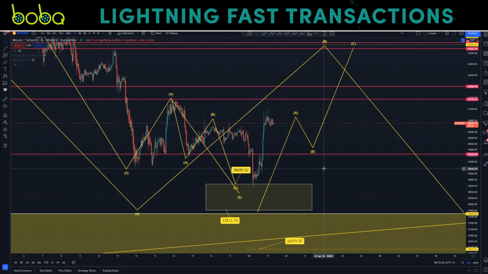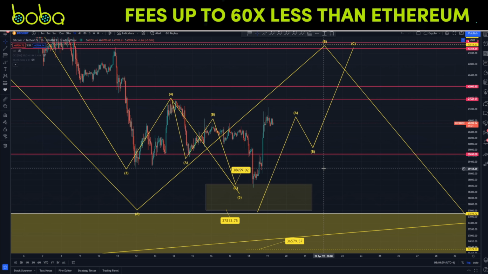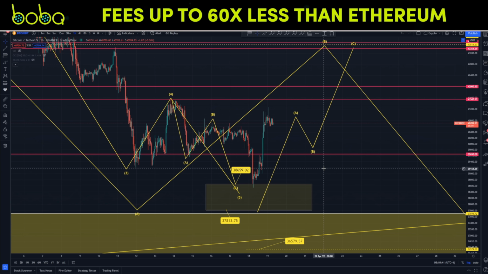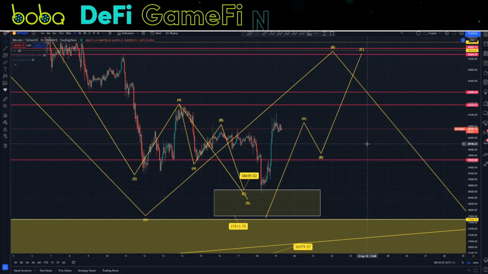Right, let's get right into this. Bitcoin paired up with the USDT, and this is the hourly chart. Binance is our data source. So I tried to keep this analysis brief.